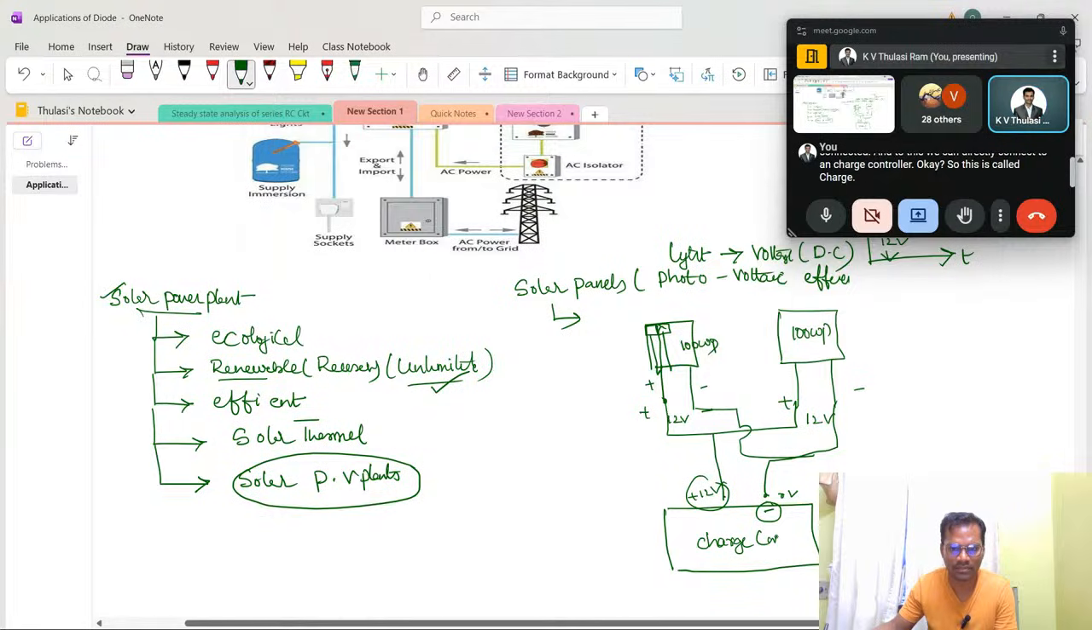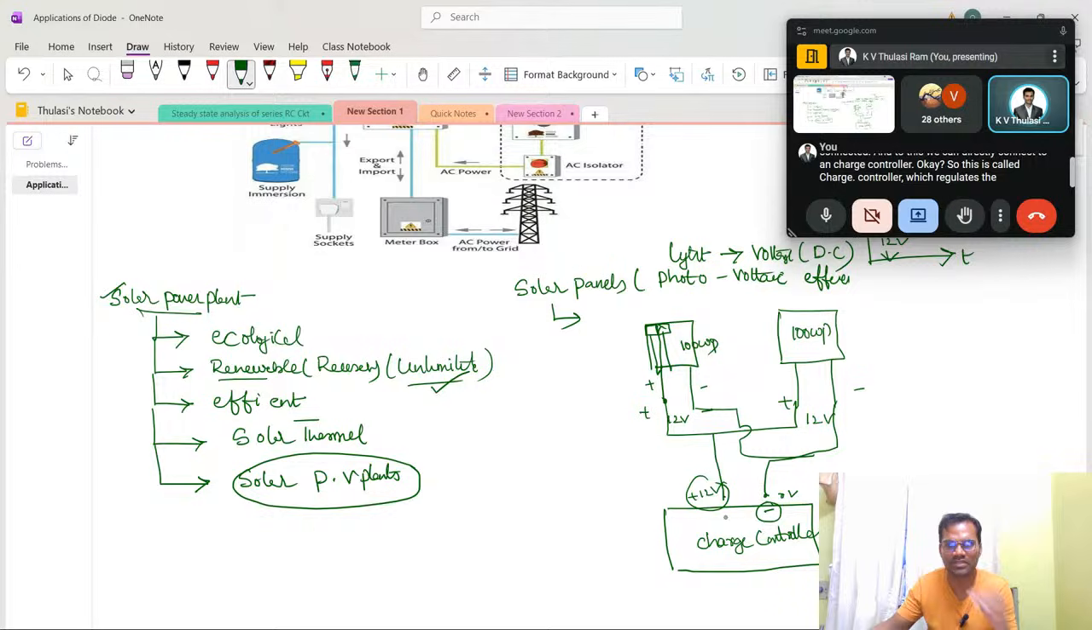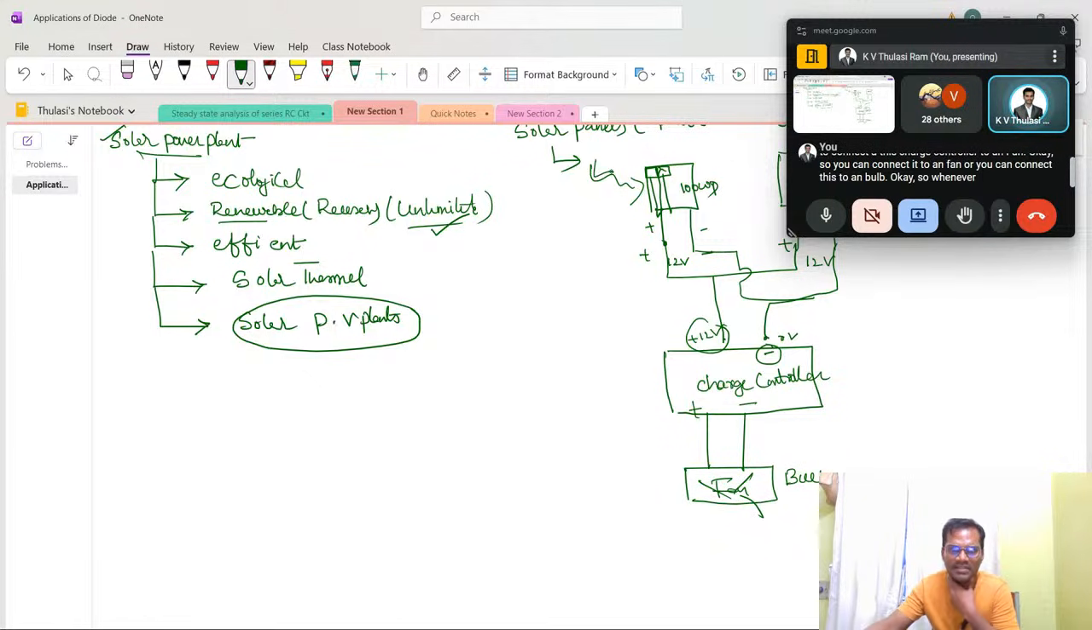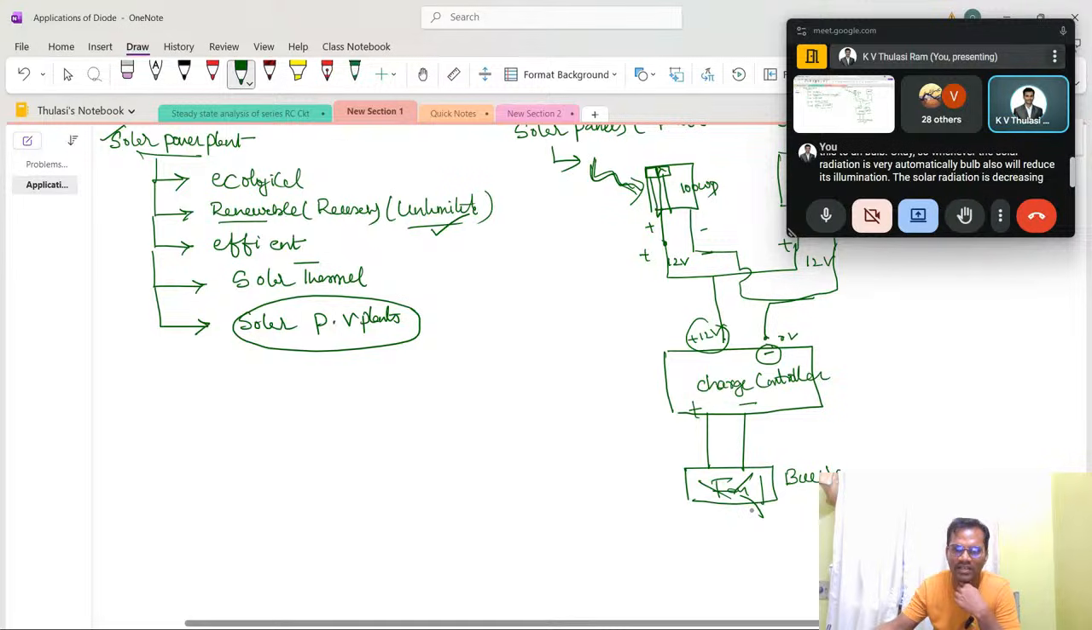This is called the charge controller, which regulates the output. Sometimes solar radiation will be less, or we may have some shadow, and automatically the voltage will also decrease. Here we connect this charge controller to a fan or to a bulb. Whenever the solar radiation varies, the bulb will reduce its illumination, and if the solar radiation decreases, the fan will decrease its speed.